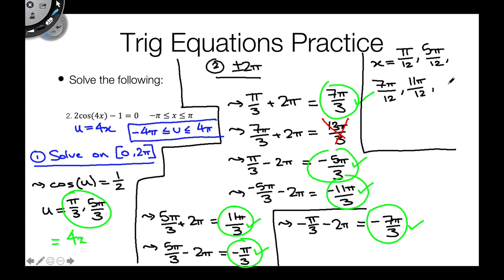So we'll have negative 5 pi over 12, negative 11 pi over 12, negative 7 pi over 12, and negative pi over 12. They're not in order, but those are your solutions. And that's how we solve this question. So again, the key difference between this one and the previous one is the first step here where we make that substitution, and then at the end here where we plug back in.